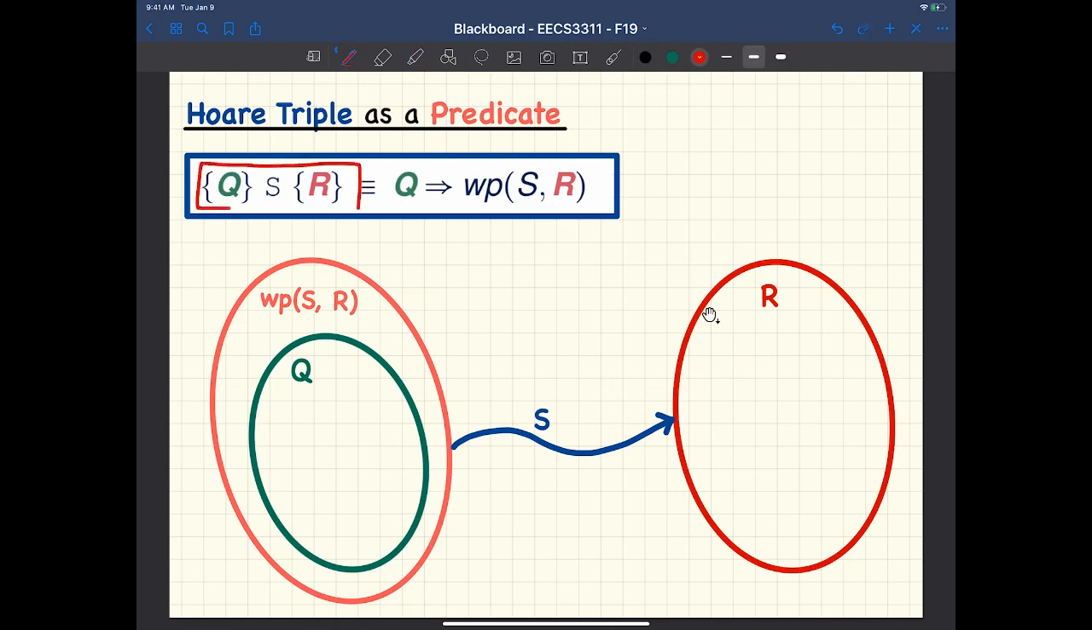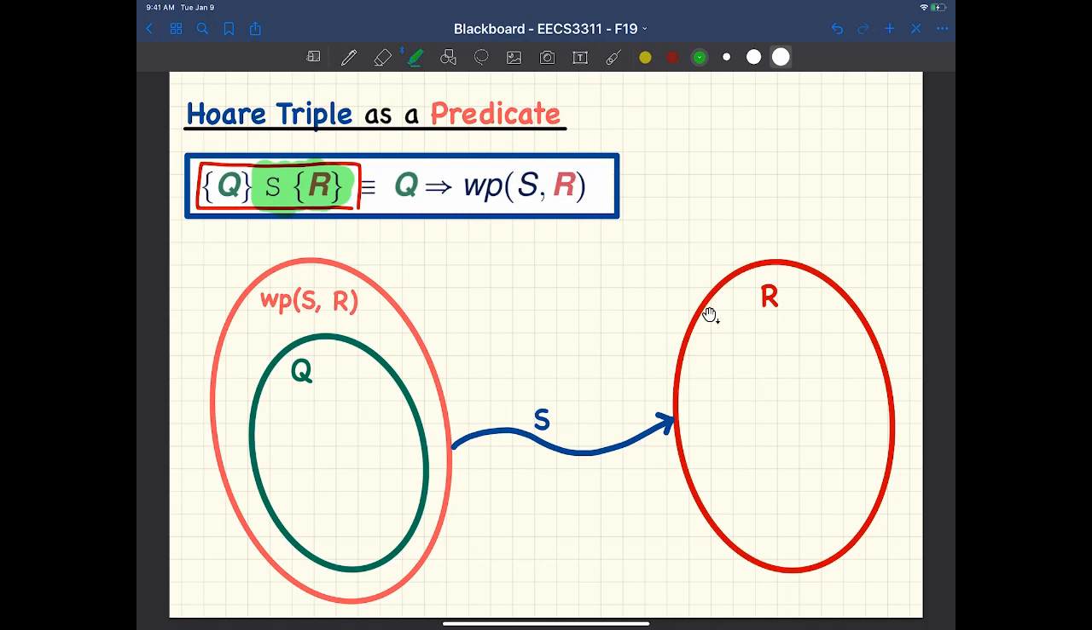That's what we're given over here. Now, given this particular Hoare triple, we're going to focus on just this part first. Given the implementation S, and given the post condition we would like to establish upon the termination of the implementation, R. These two things. What does that mean?